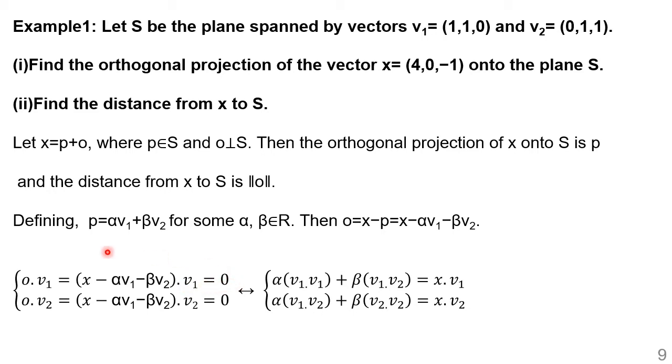0. Simplifying this, rearranging this into right hand side and left hand side, we get alpha into V1 dot V1 plus beta into V1 dot V2 will be equal to x dot V1. Similarly, O dot V2 will give us alpha V1 dot V2 plus beta V2 dot V2, that is equal to x dot V2.